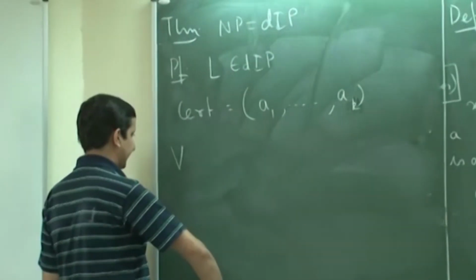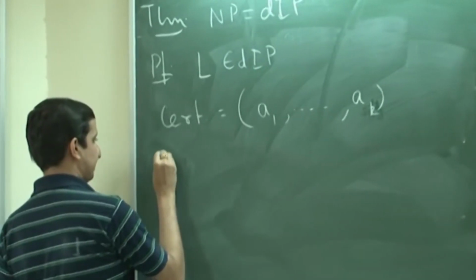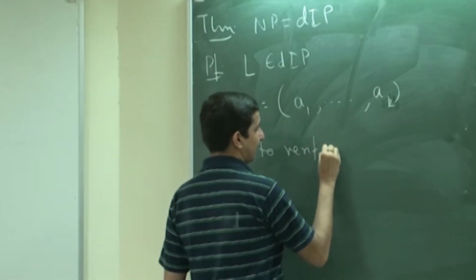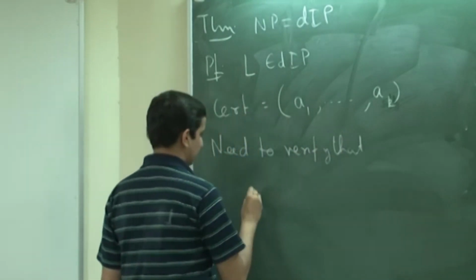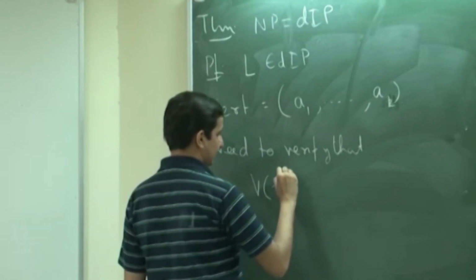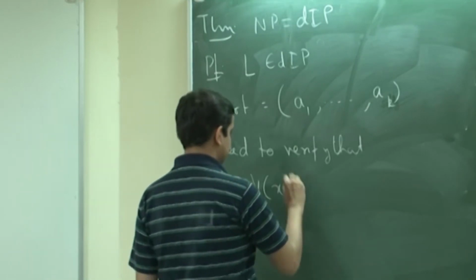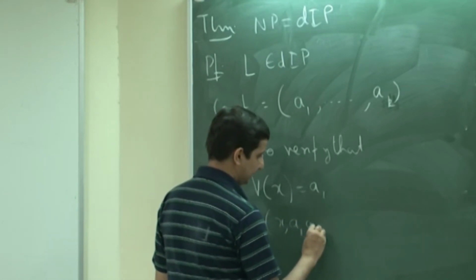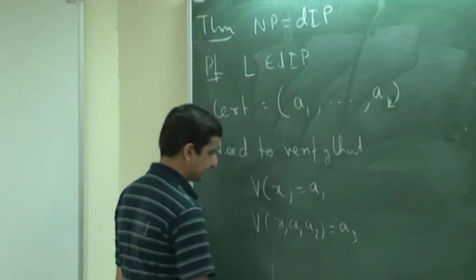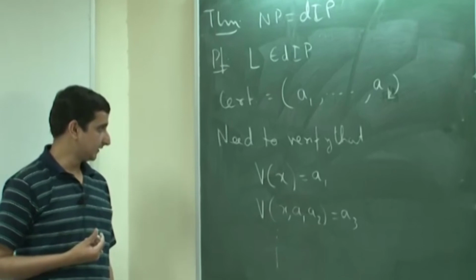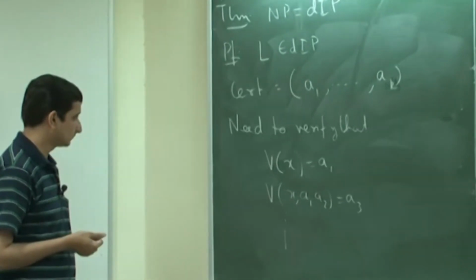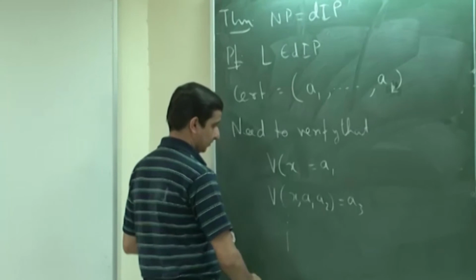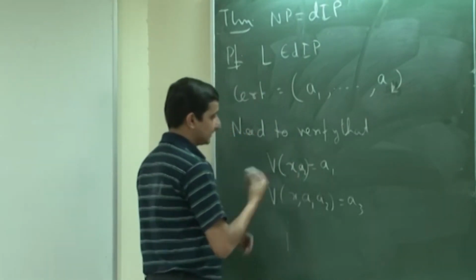So, what the verifier needs to check here is that, okay, he needs to verify that v of x is a1, v of x comma a1 comma a2 is a3, and so on. I am sorry, this is not correct. x comma a1 is a2. So, he needs to verify the answers of the prover.